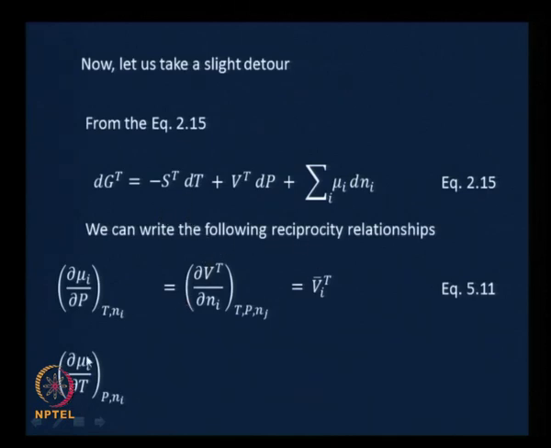If we do the reciprocity between this and this, we can write ∂μ_i/∂T at constant P and n equals minus ∂S_t/∂n_i at constant T, P and all other n_j's, where j is not equal to i. And what is this? This is nothing but the partial molar entropy, S_i^t hash. We will call this equation 512.